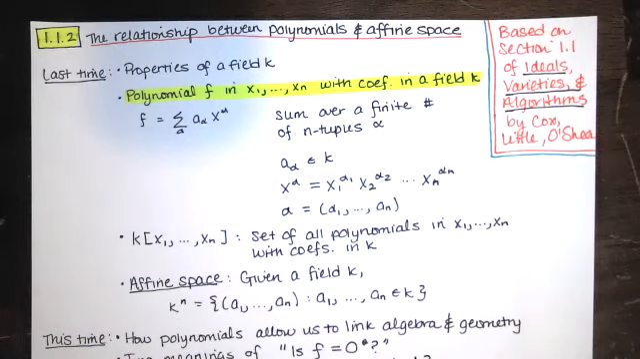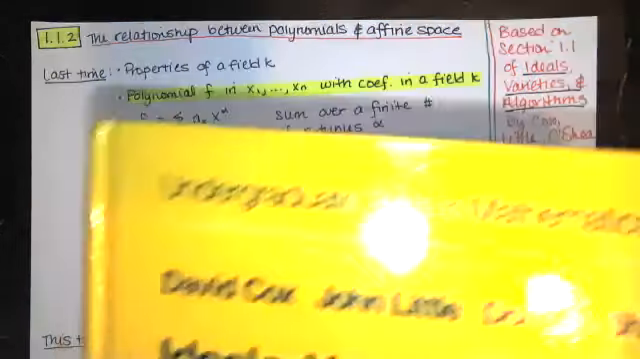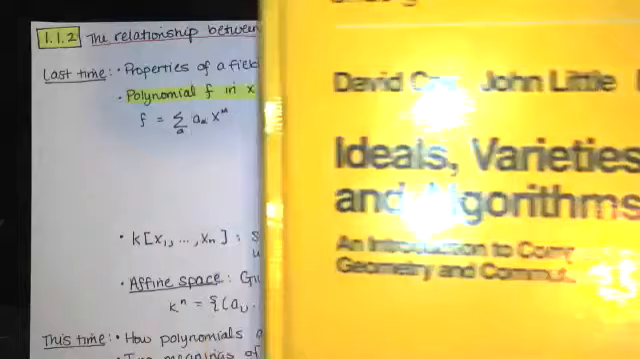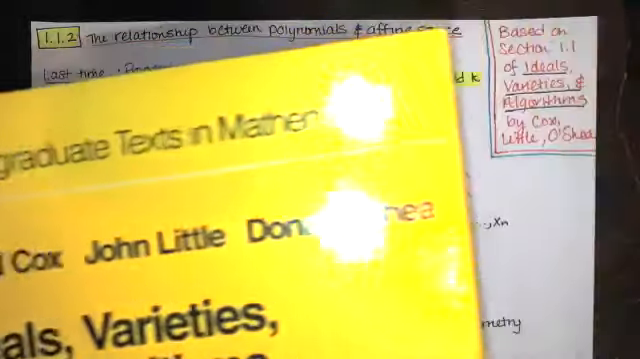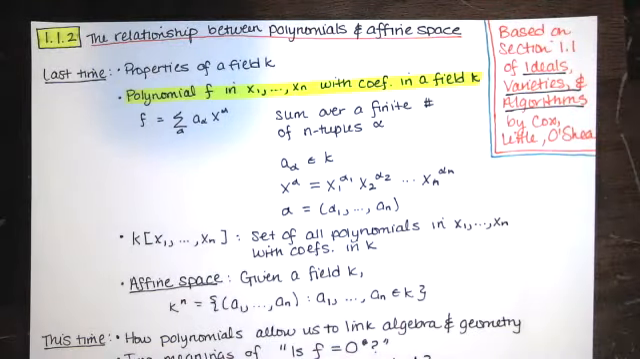In this video, we continue our studies of algebraic geometry with a discussion of the relationship between polynomials and affine space. The material in this video is from a book that I am outlining for myself and for you while I'm at it. It's Ideals, Varieties, and Algorithms by Cox, Little, and O'Shea. And it doesn't have an edition, so I bet that means the first edition.